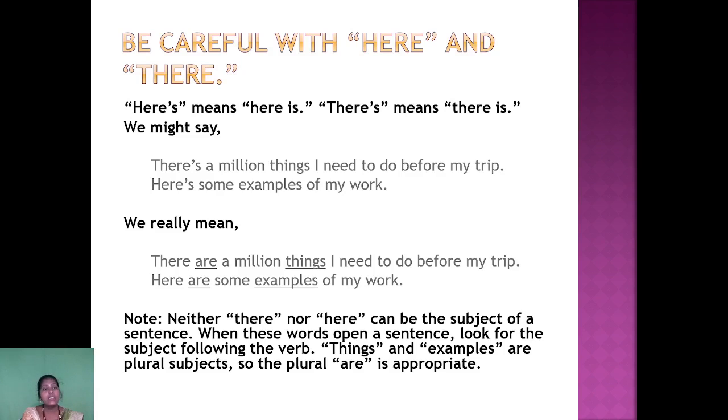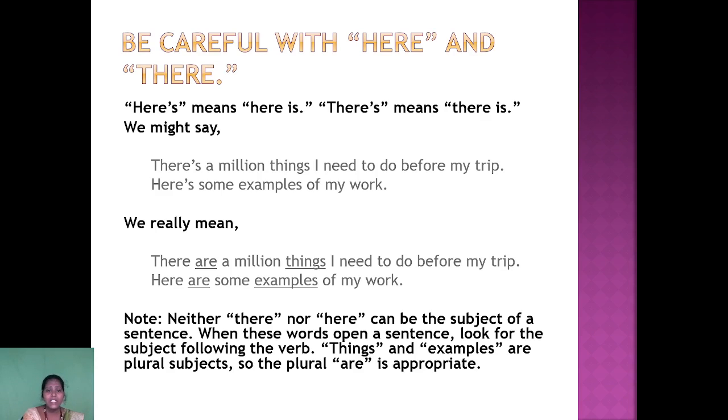Then the secondary thing is to be careful with here and there. We have a lot of confusion in here and there sentences because we know how to use the sentences, but we unconsciously do something wrong. A great example is "There is a million things I need to do before my trip." "Here is some examples of my work." We really mean "There are a million things I need to do before my trip." "Here are some examples of my work."